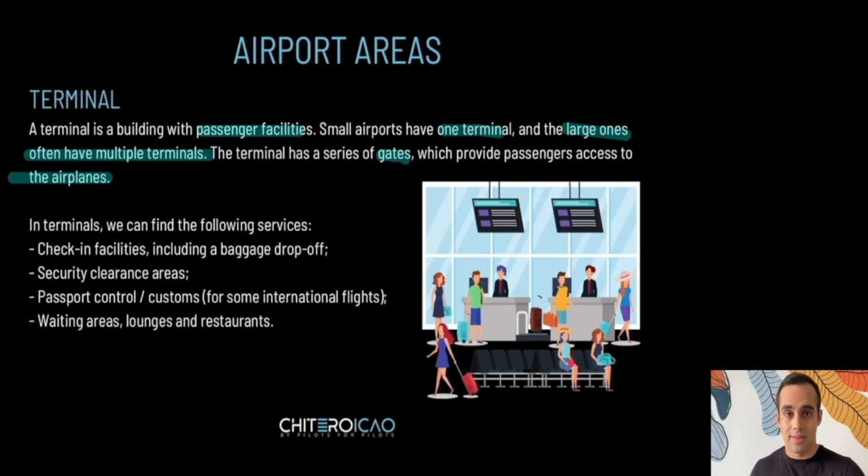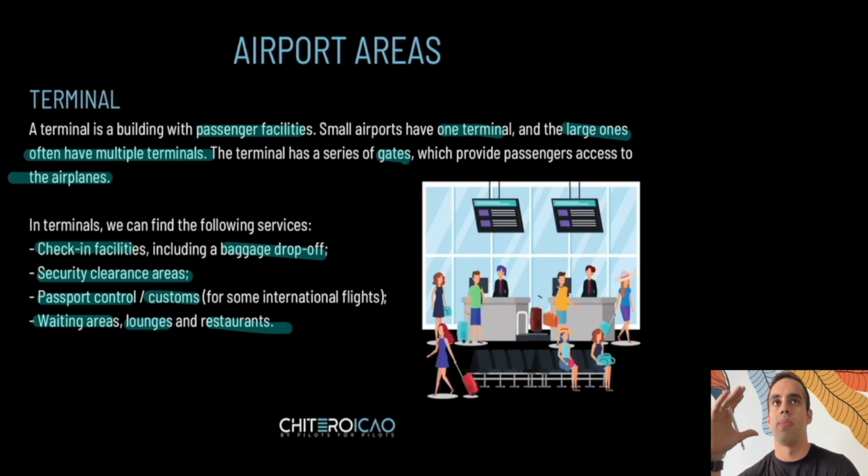So what is a gate? A gate is a way of accessing an airplane. That's all it is. In terminals, we can find the following services: check-in facilities, including baggage drop-off, security clearance, passport control, customs, waiting areas, lounges, and restaurants. So you see, when we talk about airport, oh God, I don't have anything in mind. If you think about terminal, there are so many things.